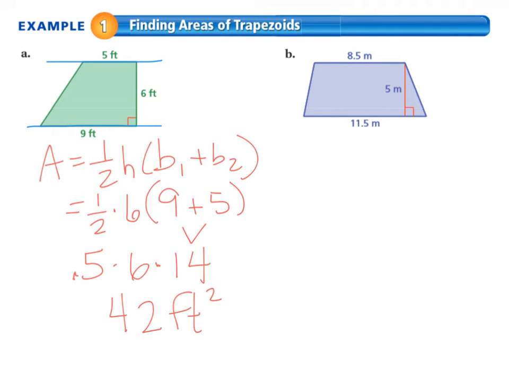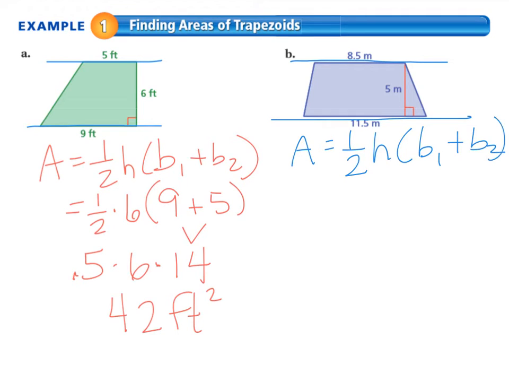For example 1b, again I'm going to find those parallel lines. I can tell if I extend this one and this one outwards as far as they could go, they're never going to touch. Therefore I know they're my bases. Write down my formula. Area equals 1/2 height times B1 plus B2. I'm going to go ahead and fill in those bases. 11.5 plus 8.5. That leaves my height to be the perpendicular height. I can see that perpendicular right there. It's perpendicular to both bases, which is 5.